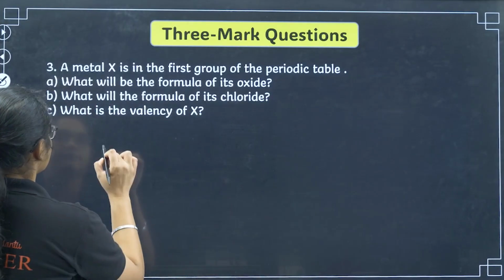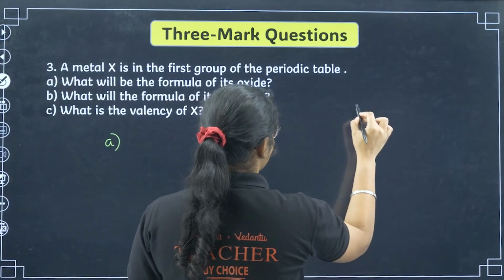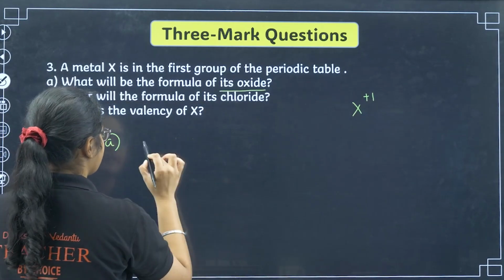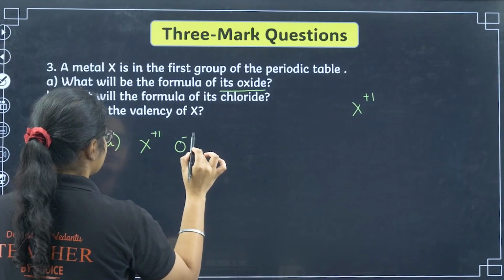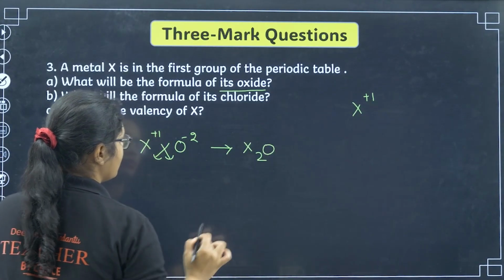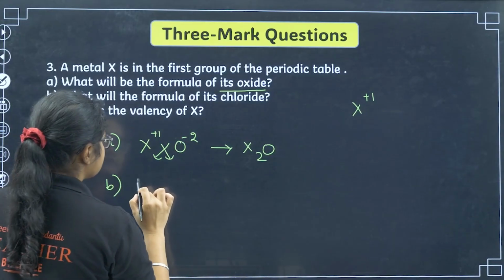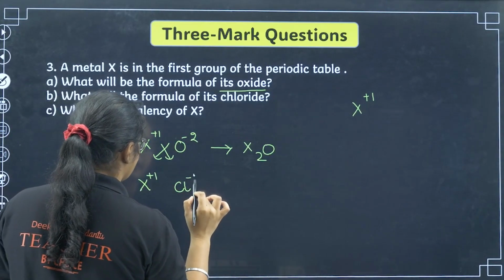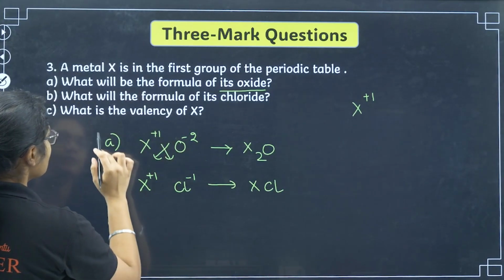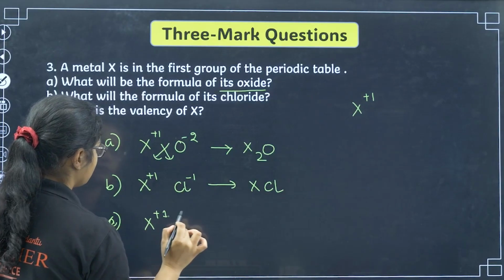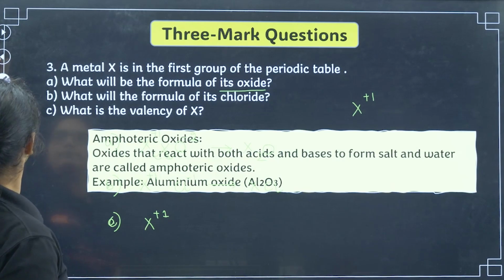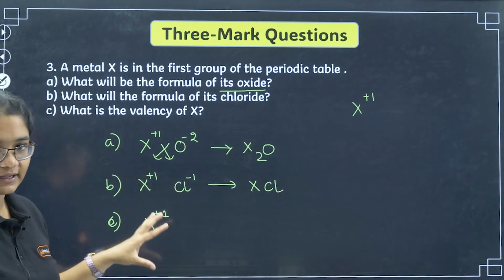So I can say that if I do the first thing, what is the valency? Valency is +1. Okay, that is what I am very sure of. Formula of its oxide: X will be +1, oxygen will be -2. If I do crisscross, what will be the formula of its oxide? X2O. Next, formula of its chloride. X is +1, chlorine is -1, so you will get XCl. Next, valency of X, that is +1. So this is the answer. Please take a screenshot here.